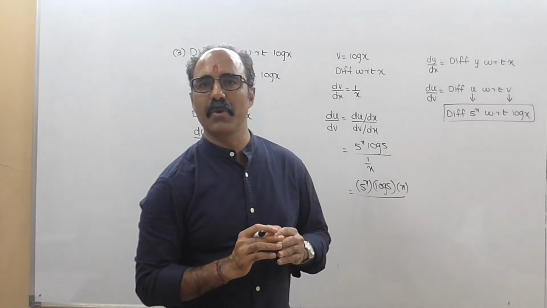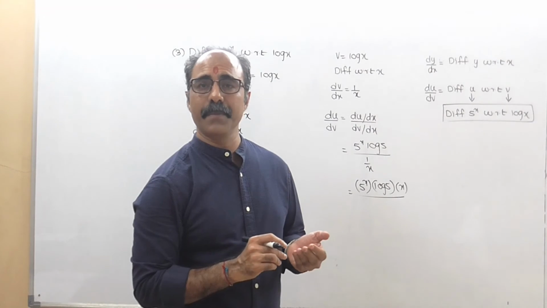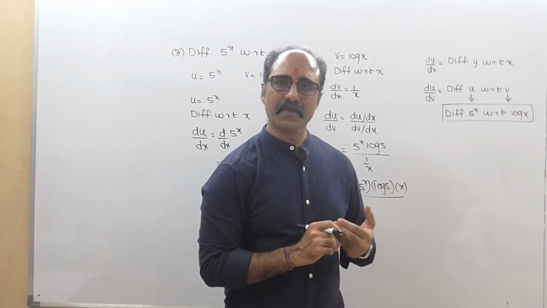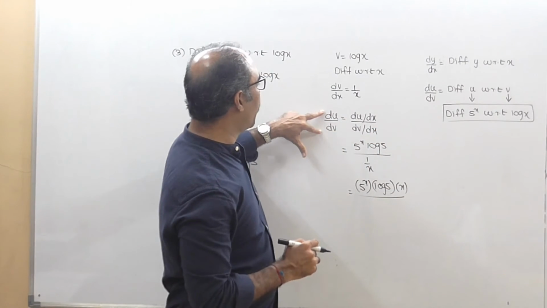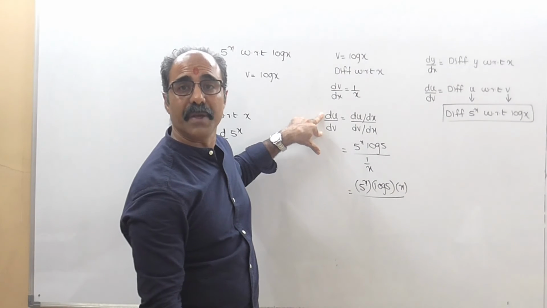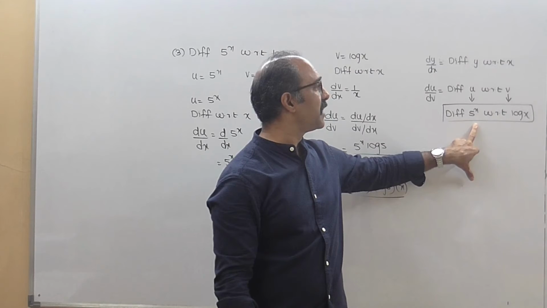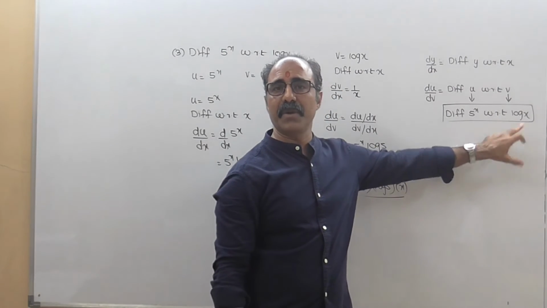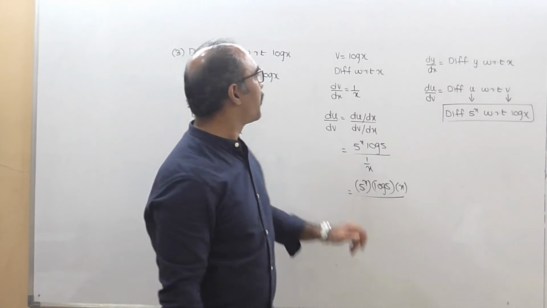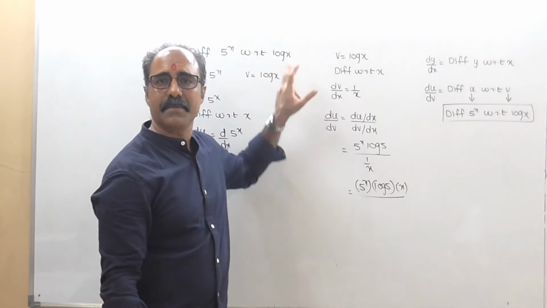So one of the variables you have to assume as u, second you assume as v, and then you find du by dx. Subsequently you can find dv by dx, and then you have to find du by dv. What is du by dv? Differentiating u with respect to v. So differentiating u with respect to v is nothing but differentiating what is u? 5 raised to x, and what is v? Log x. So differentiating 5 raised to x with respect to log x. That is how you find differentiate 5 raised to x with respect to log x. It's an important sum, can come in the exam.